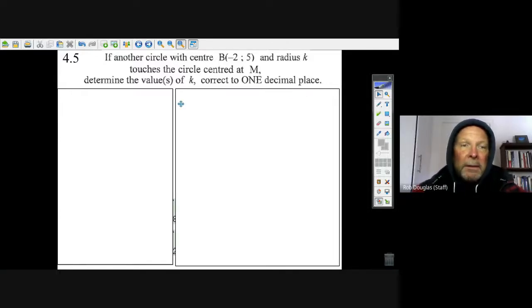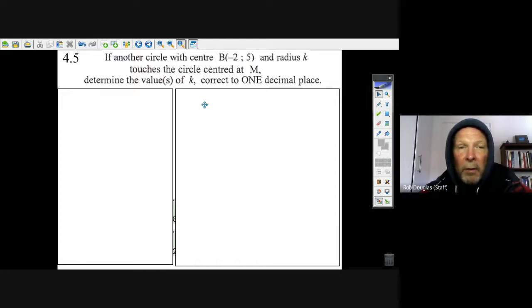Okay, this is the last question of the November 2020 paper 2 analytical geometry question in the exam. Let's just take a look at it. It says, if another circle has a center of (-2, 5) and a different radius k, but this circle touches the circle centered at M, figure out how big k is.